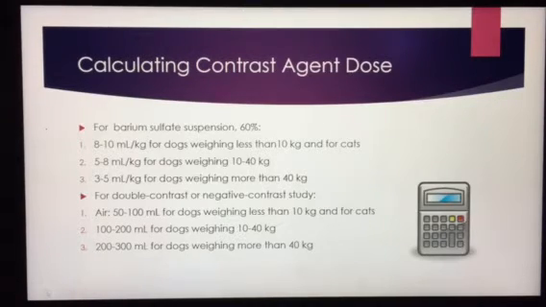For double contrast or negative contrast studies, when administering air, give 50 to 100 mL for dogs weighing less than 10 kg and for cats. Give 100 to 200 mL for dogs weighing 10 to 40 kg and give 200 to 300 mL for dogs weighing more than 40 kg.